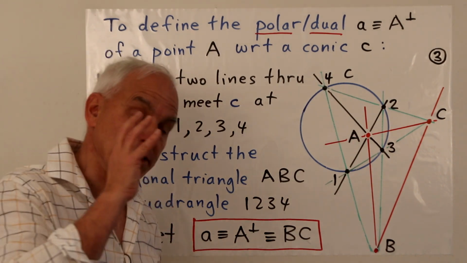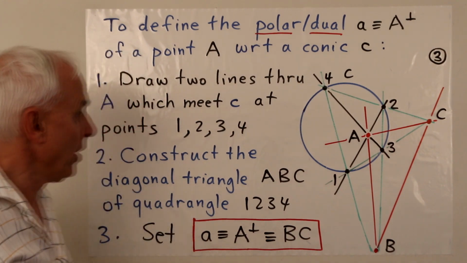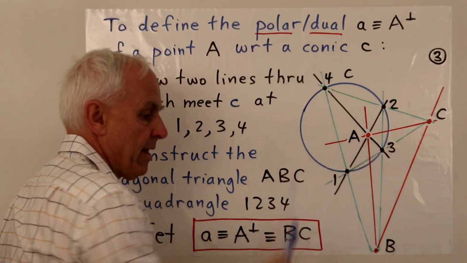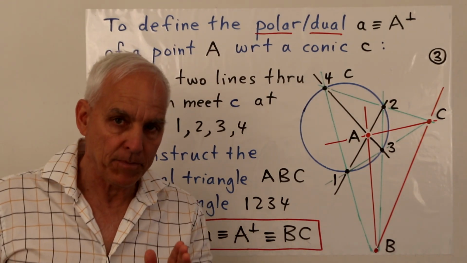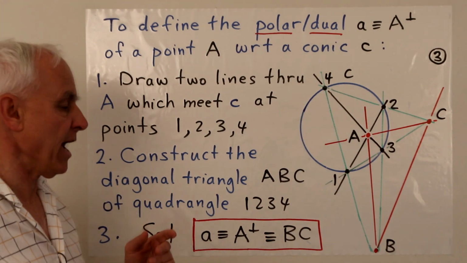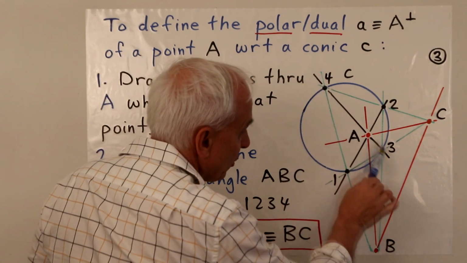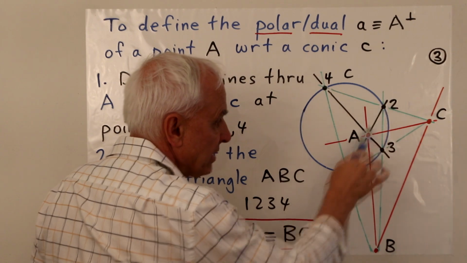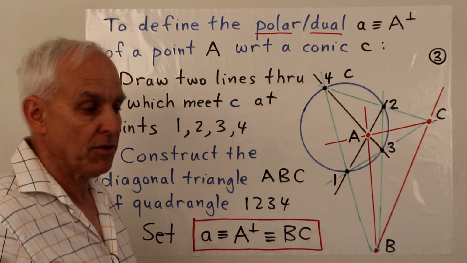So we're assuming that there is a fixed conic which we can see in the plane. So the first step is to take our point A, and draw two lines through A which each meet the conic C at 2 points. So in this case, the two lines are the ones in black. This one here and this one here. These are two lines which are passing through A and which do indeed meet the conic.